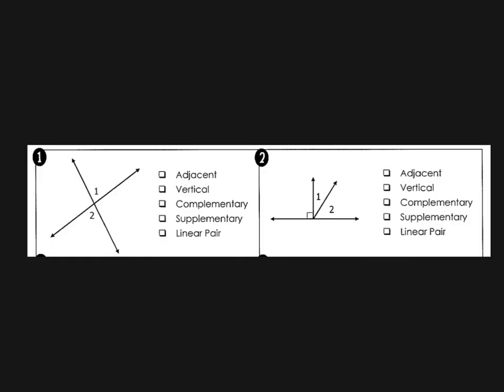Now we're going to put all this vocabulary into action. So I'm looking at number 1 here, and it says basically check off all the boxes that apply. So I'm looking at angle 1 up here and angle 2 down there, and it looks like two V's bumping into each other again, and I believe that was our vertical. Now they're not adjacent. They are next to each other, but they don't share a common side. There's space between them, so they're not adjacent.